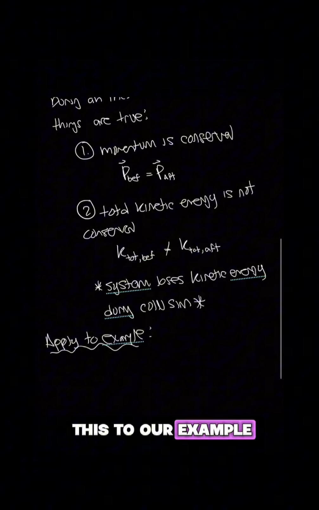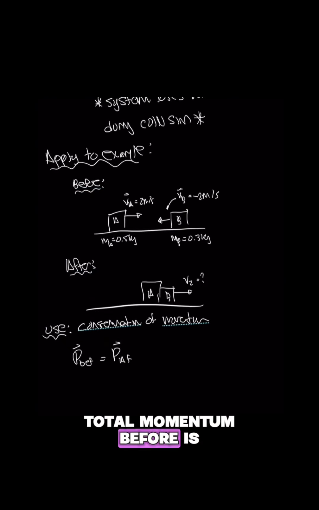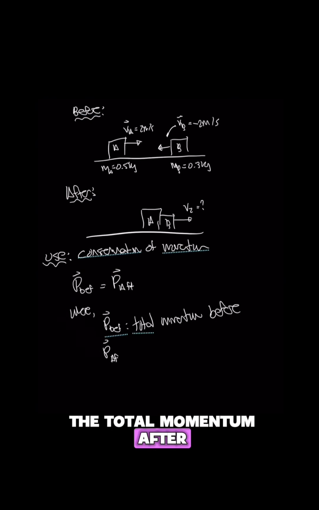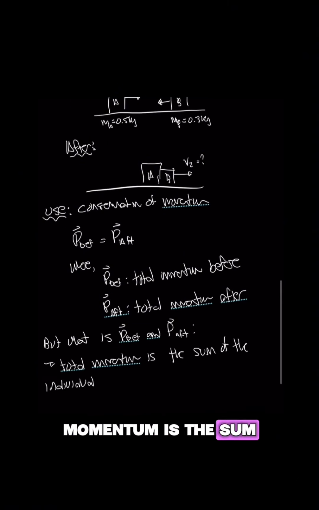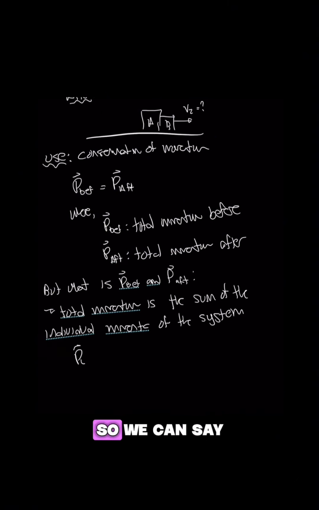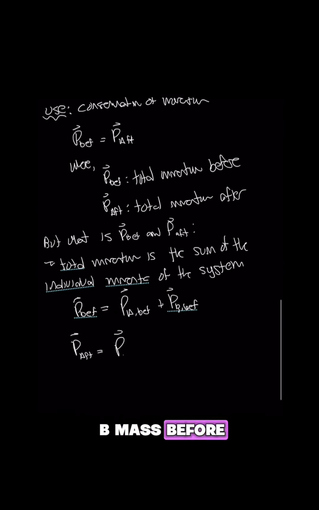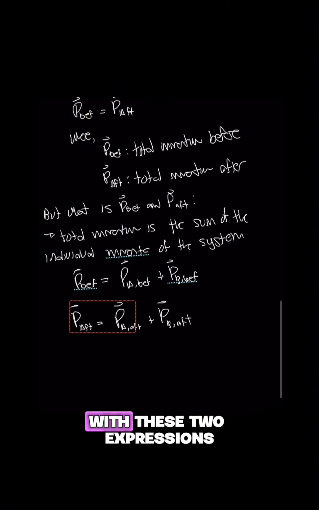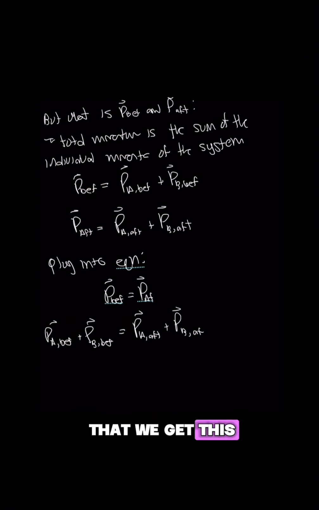So if we apply this to our example, we can use the conservation of momentum, which is that the total momentum before is going to be equal to the total momentum after. But what is the total momentum before and total momentum after? The total momentum is the sum of the individual momenta of the system. So the total momentum before is going to be the momentum of the A mass before plus the momentum of the B mass before. And we do the same thing for the momentum after. With these two expressions, we can plug into our conservation of momentum equation. And if we do that, we get this expression here.